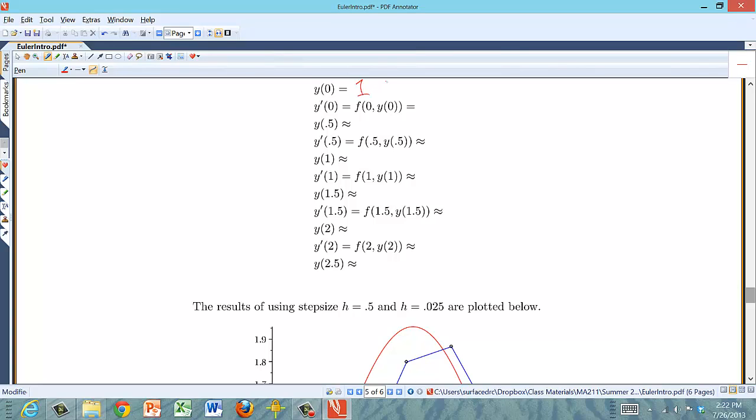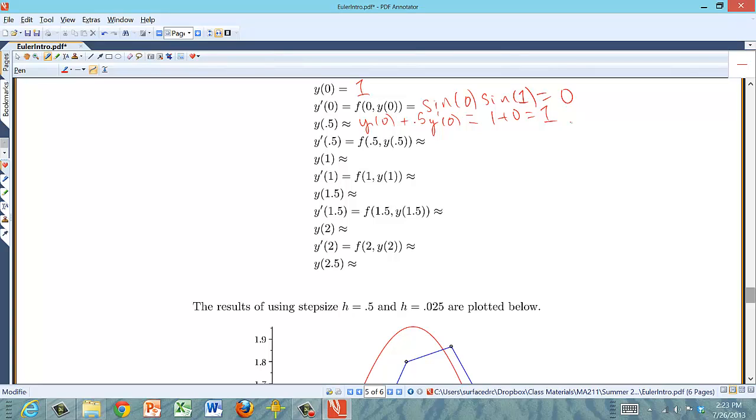With the knowledge of y at 0, we can calculate the derivative at time 0. That would be sine of 0 times sine of 1, and that's of course 0. So now we can calculate y at time 0.5. That's going to be about y at time 0 plus 0.5 times y prime at time 0, and that's 1 plus 0, and that's 1 again. Okay, so now I have an estimate to y at time 0.5.